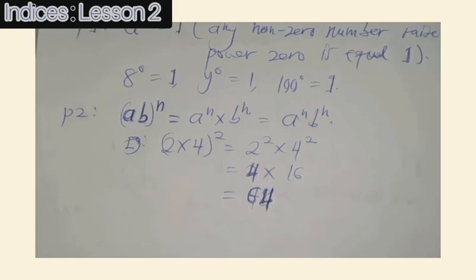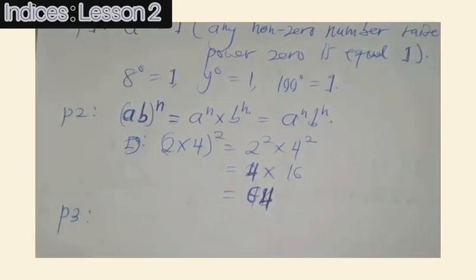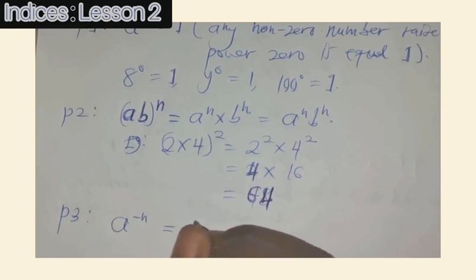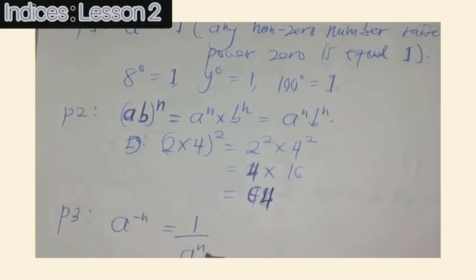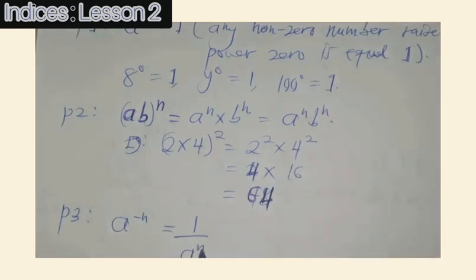That is property 2. Then property 3. If I have a raised to the power negative n, I can rewrite this as 1 over a raised to the power n. This is an inverse form. If I'm writing it in the horizontal way, I have a, which is positive, so once it joins horizontally, the n will change to negative n. That is the property 3 aspect.